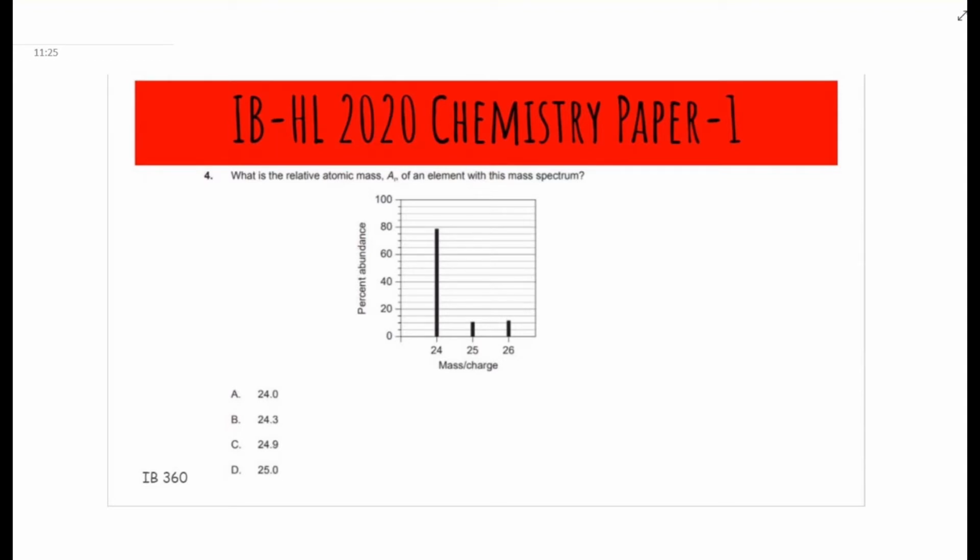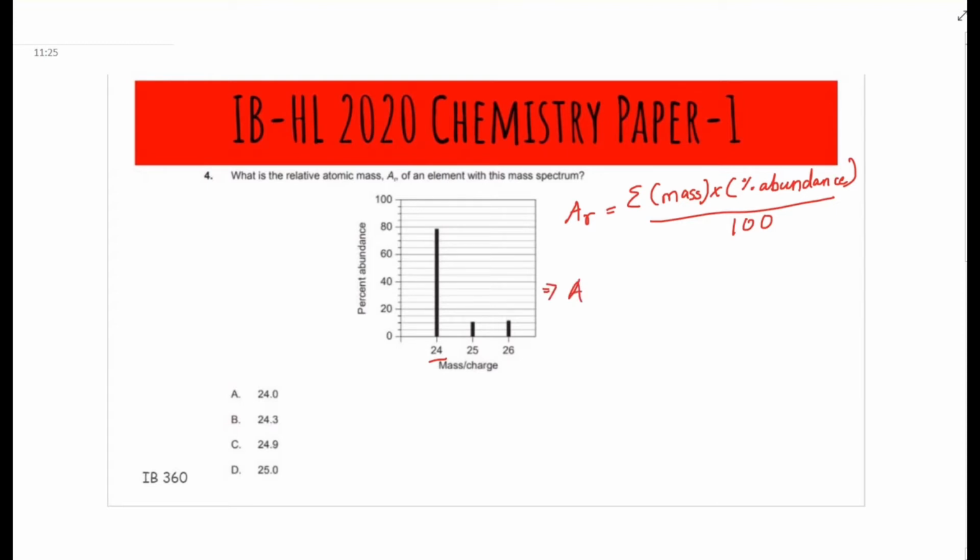In this question, you are given a graph that shows the percentage abundance on the y-axis and the mass to charge ratio on the x-axis, and you need to calculate the relative atomic mass of this element. For these questions we have already discussed a very simple formula: your relative atomic mass is the summation of mass times percentage abundance, divided by 100. So what does this mean? You need to multiply each of these masses with their percentage abundance and add them together.